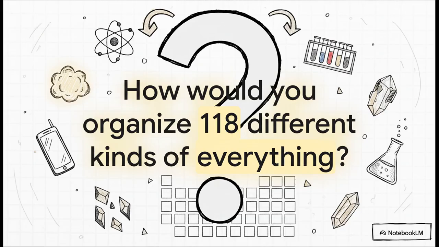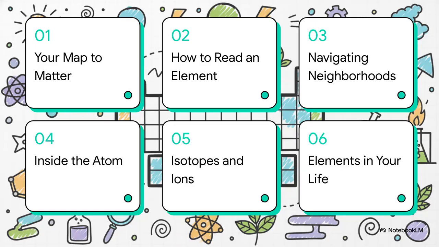It's a huge puzzle. So, here's our game plan for today. We're going to see how scientists solve that puzzle. We'll start with the big picture, our map to matter. Then we'll zoom in and learn how to read an element. We'll explore the different neighborhoods on the table. And then we'll go even deeper, right inside the atom. We'll meet some of the atom's relatives, and finally, we'll see how all of this shows up in your everyday life. Okay, let's get into it.